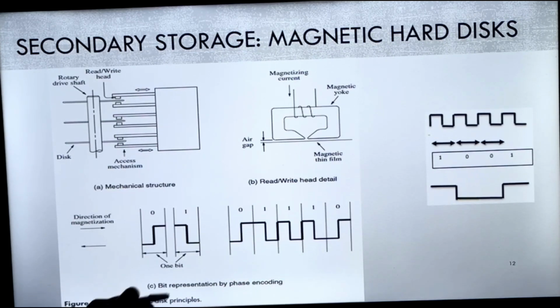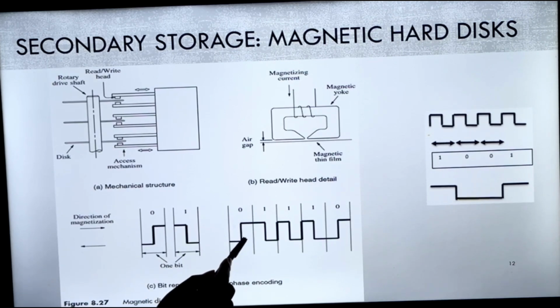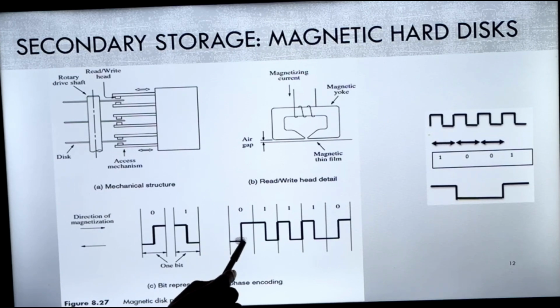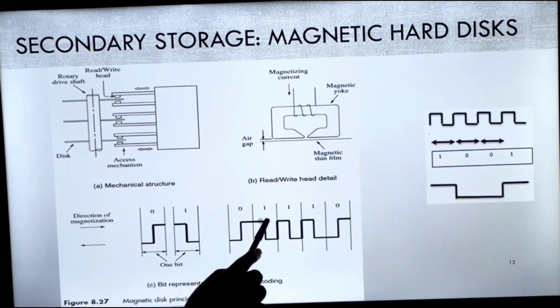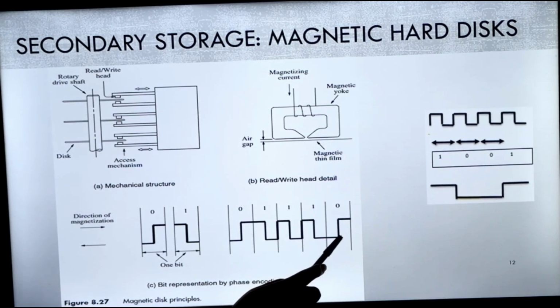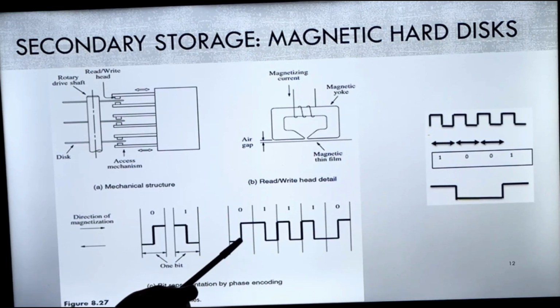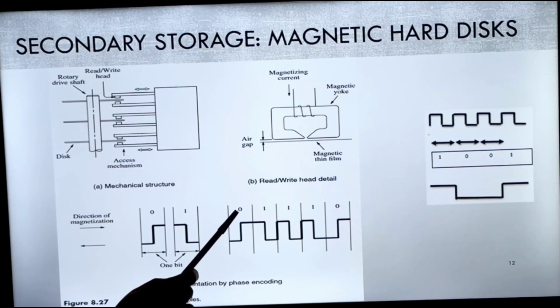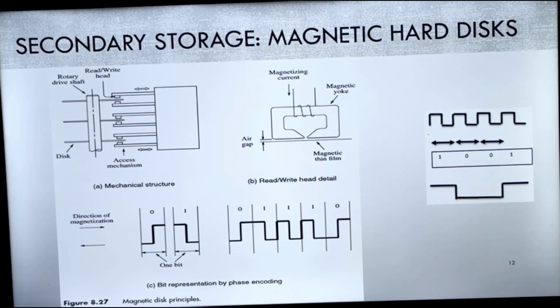How do we decode it? From each clock cycle, I will see only the midpoint. Here the midpoint is on the lower side, so this is 0. Here the midpoint is on the upper side, 1. Here also upper side, 1. Here also upper side, 1. Here it's on the lower side, 0. So if I get a signal like this, that means I got the data 01110. Understood? This is how it works.